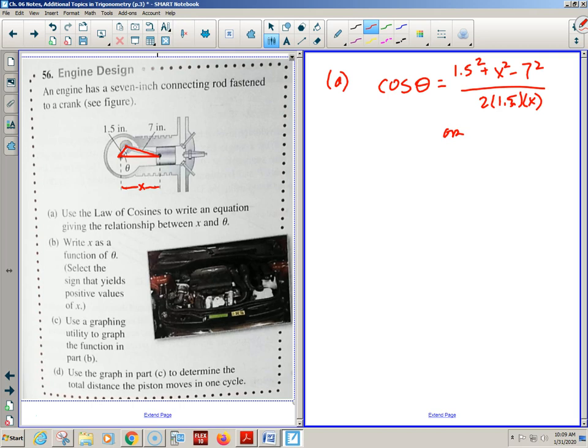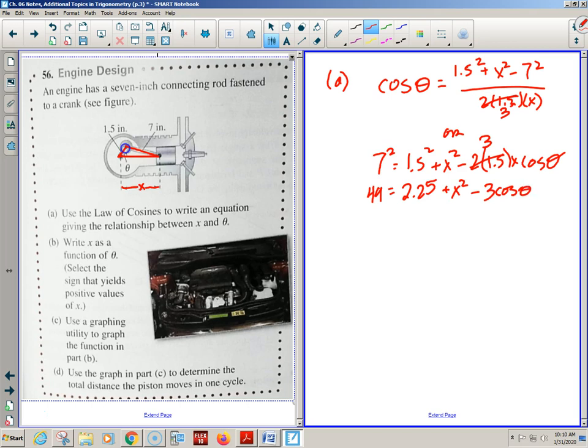The one that probably more people would have done, or at least that the book did, was 7 squared equals 1.5 squared plus x squared minus 2 times 1.5 x, cosine theta. 2 times 1.5 is just 3. 1.5 squared is 3 halves times 3 halves, which is 9/4, yeah, 2.25. And 7 squared is 49. So we have 49 here, 2.25 there, and our x squared minus 3 x cosine theta.